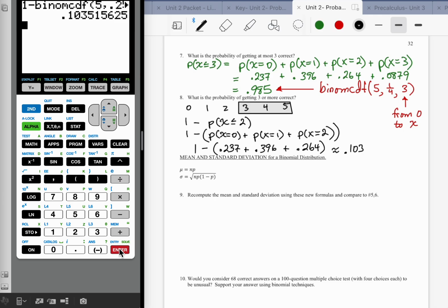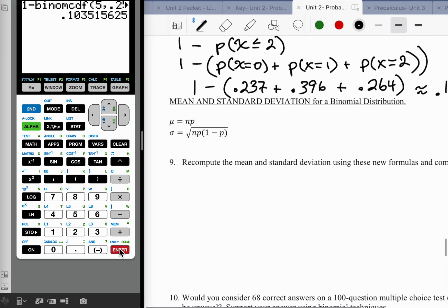If you know a distribution is binomial, then you can use the mu equals np and sigma equals the square root of npq shortcut formulas. I said npq. q is equal to 1 minus p. So sometimes as a shorthand way of referencing it, they'll say the square root of npq. They mean the same thing. So if you ever see that, they're referencing the same formula.